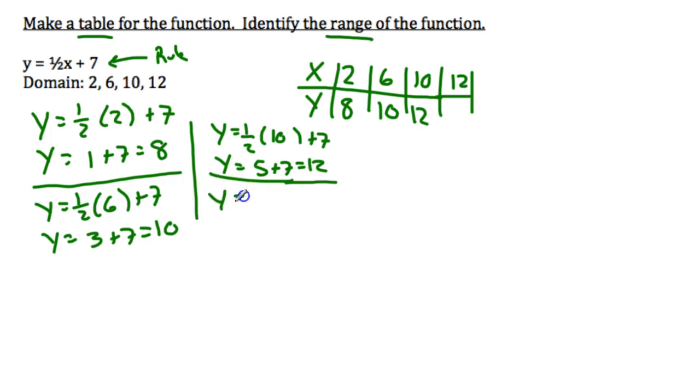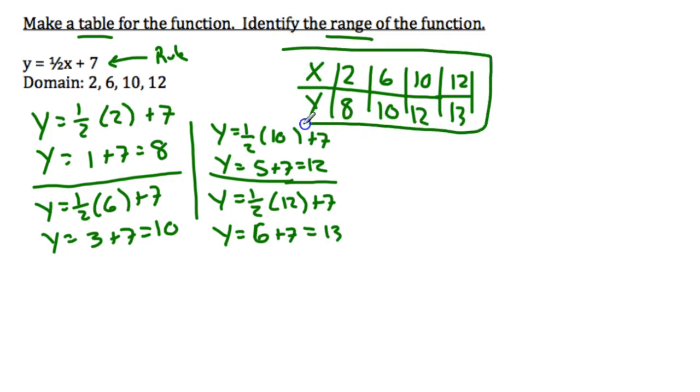And the last one, y equals 1/2 times 12 plus 7. Y equals 1/2 times 12 is 6, plus 7. 6 plus 7, that equals 13? Yep, 13. So bam, I put it right there. So there's my table. That's all done.